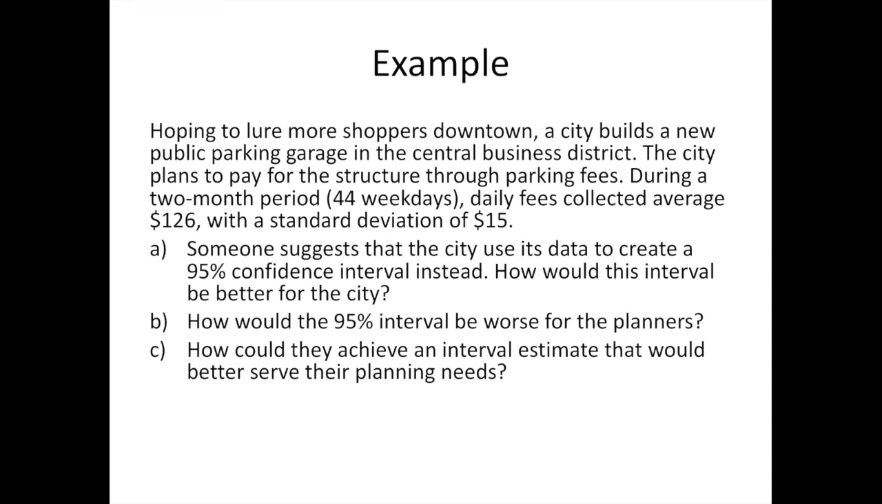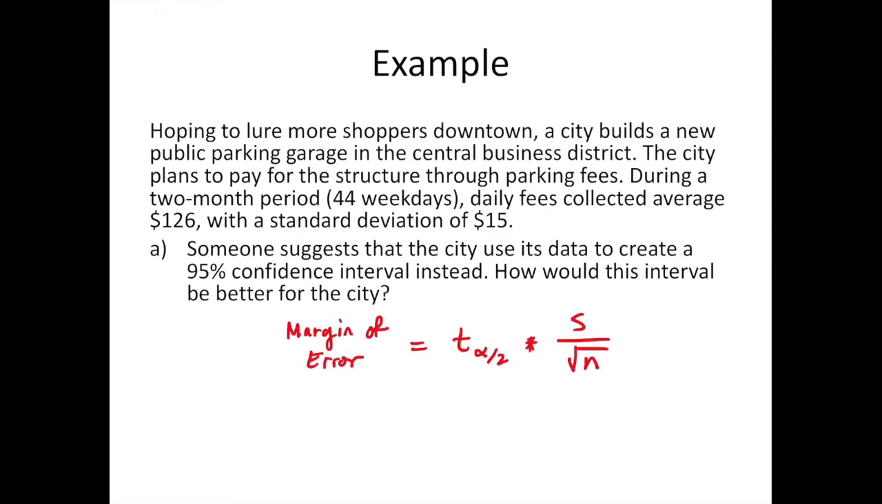Now, how could they achieve an interval estimate that would better serve their planning needs? Well, I don't want to have a very large margin of error. So if I go back and look at this quantity again, if I increase the critical value to become more confident, that increases the margin of error. The only other two quantities I can manipulate are s and radical n. So s is kind of fixed due to my sample. So I could look at possibly getting more data. That's my last possibility, that radical n in the denominator.